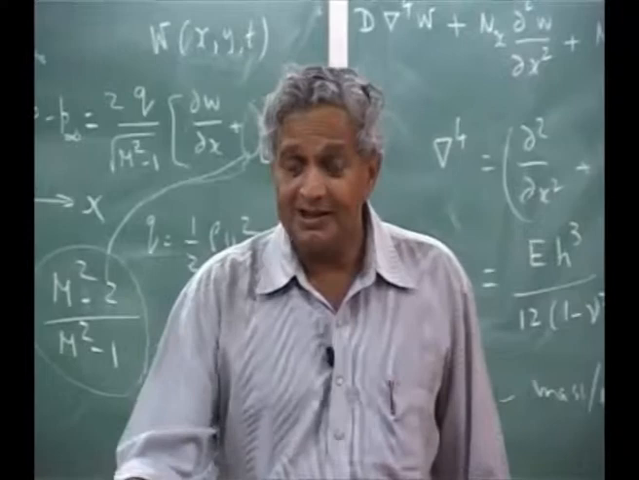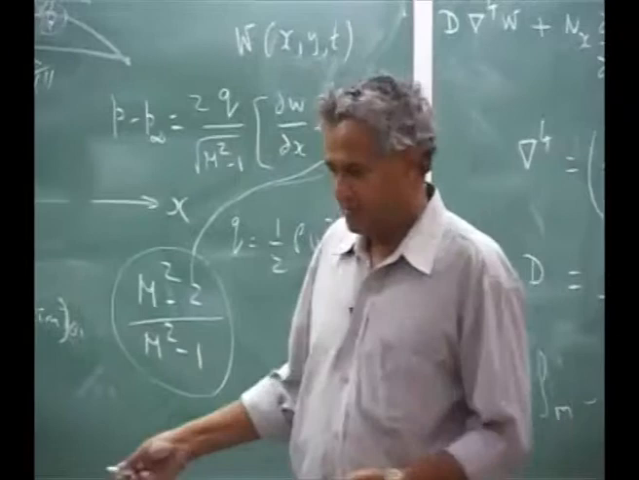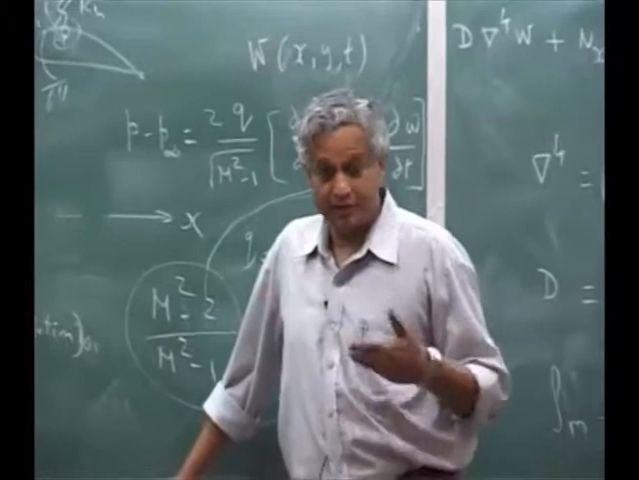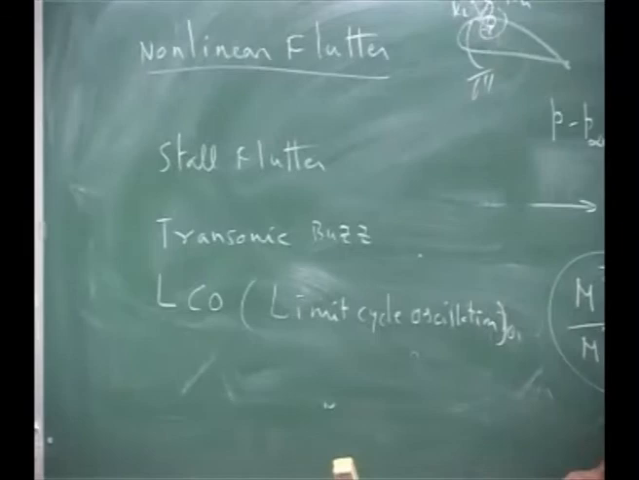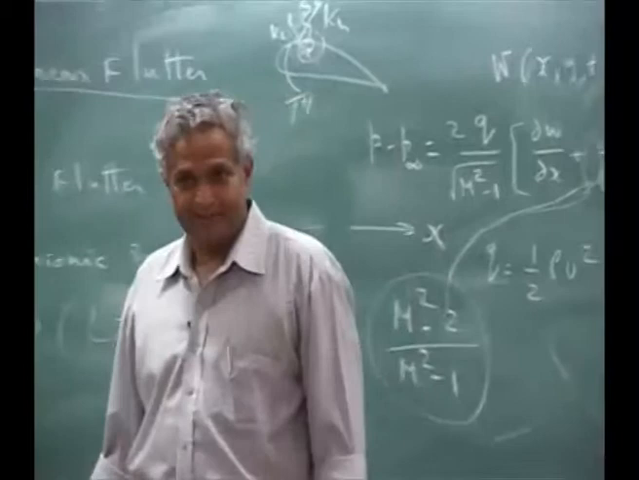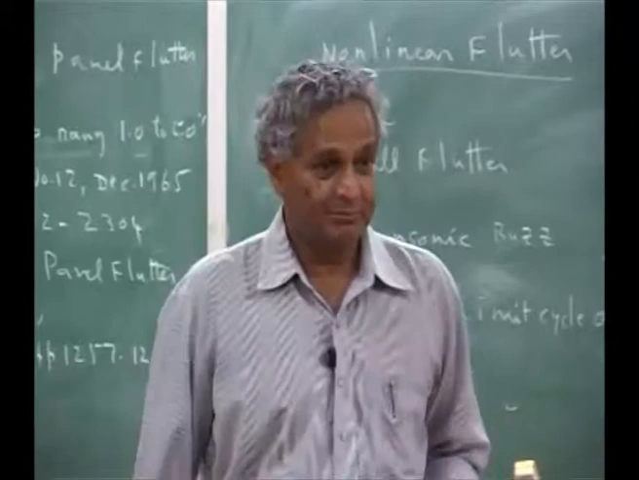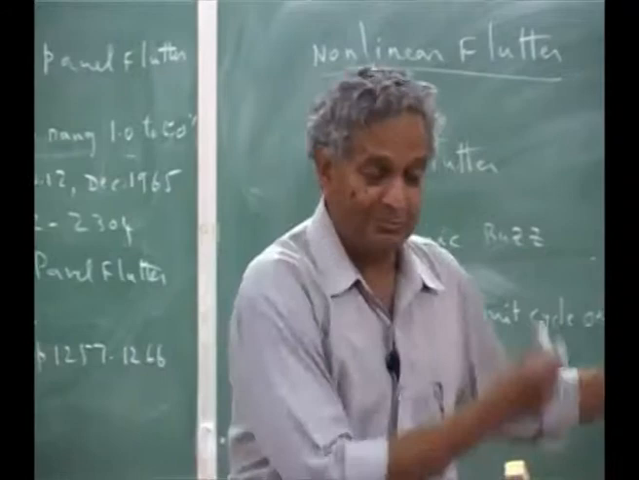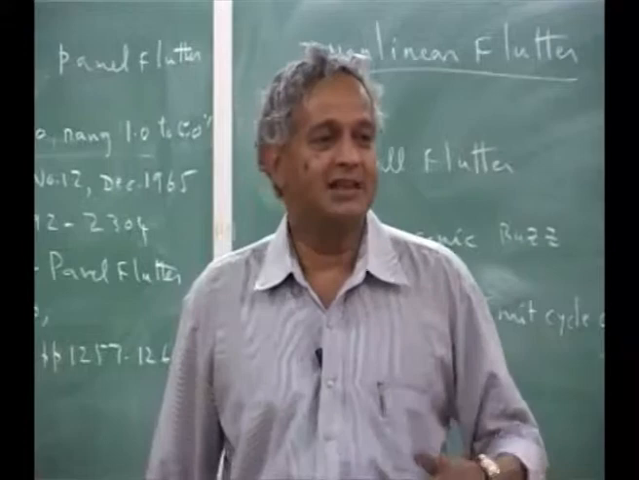Now one of the PhD students did this, but there are a lot of studies on LCO. Then stall flutter, of course, the helicopter blade, we know that it goes into stall and comes out of the stall, and we use the stall model for this. And then we said that there can be chaotic motion also, in the sense that all sorts of frequencies come into the picture. But it is a deterministic problem, please understand, it is not a random problem. Everything is deterministic, but it is a nonlinear problem.